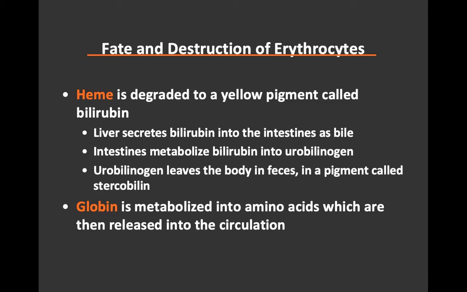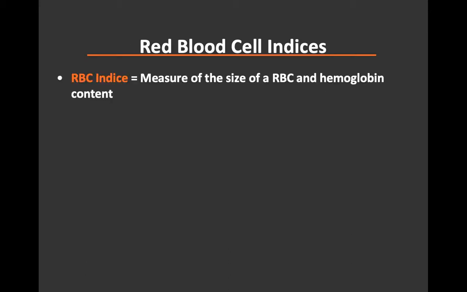The globin is a protein, so it's going to be broken down into the individual amino acids, and then that's released into the circulation, and we can use that for building blocks for other proteins.